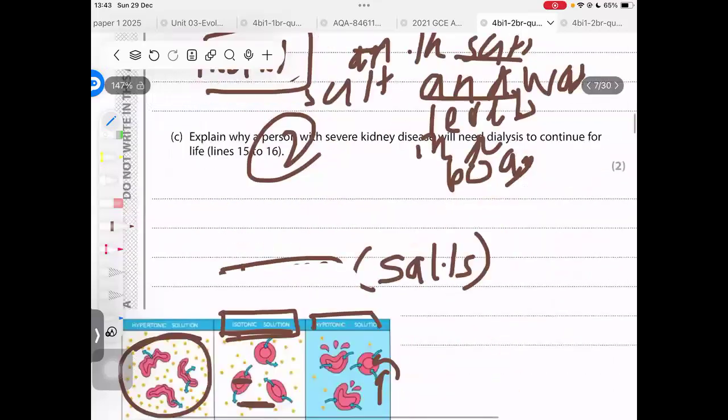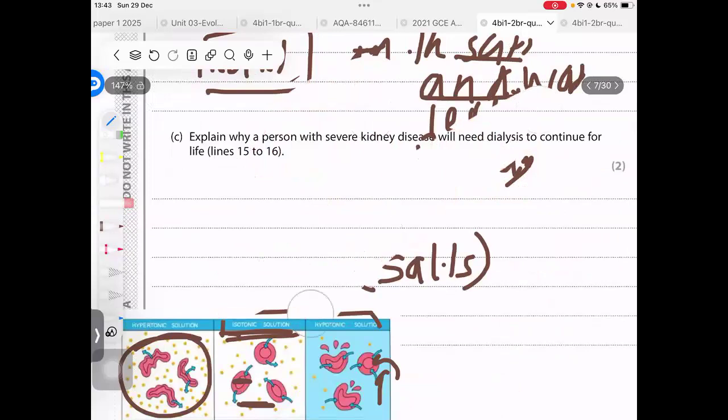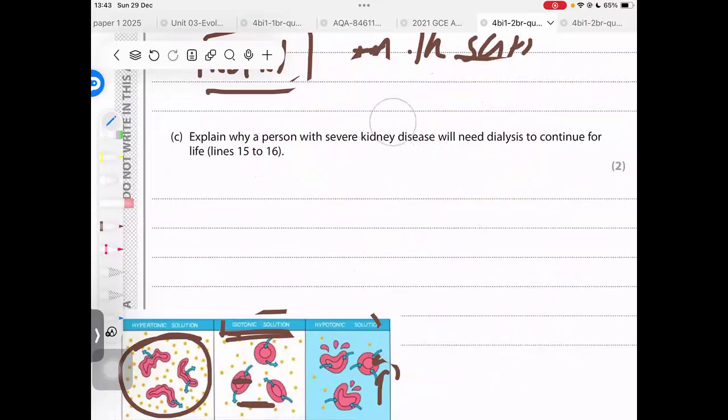Now let's move on to the next question. Here they have asked us, explain why a person with severe kidney disease will need dialysis to continue for life. So, you know that dialysis is a machine that we use.